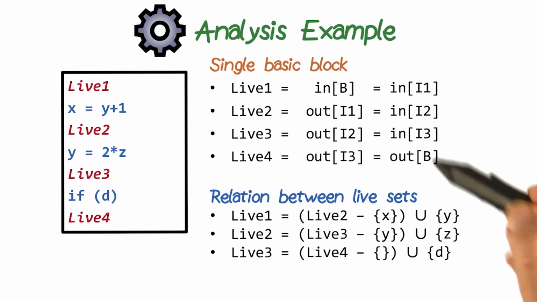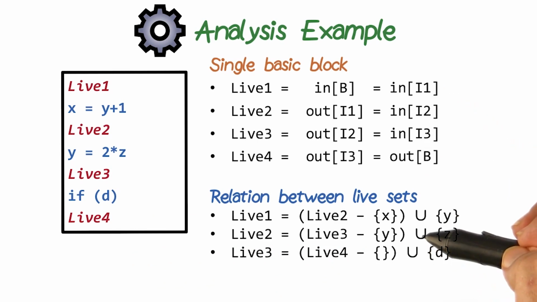So I hope the concept of liveness is very clear here. What it means is we are trying to determine the answer to a question. Is somebody using this value down from this particular point, at least along one of the control paths? And if the answer happens to be yes, then the variable is live. If the answer happens to be no, the variable is not live.